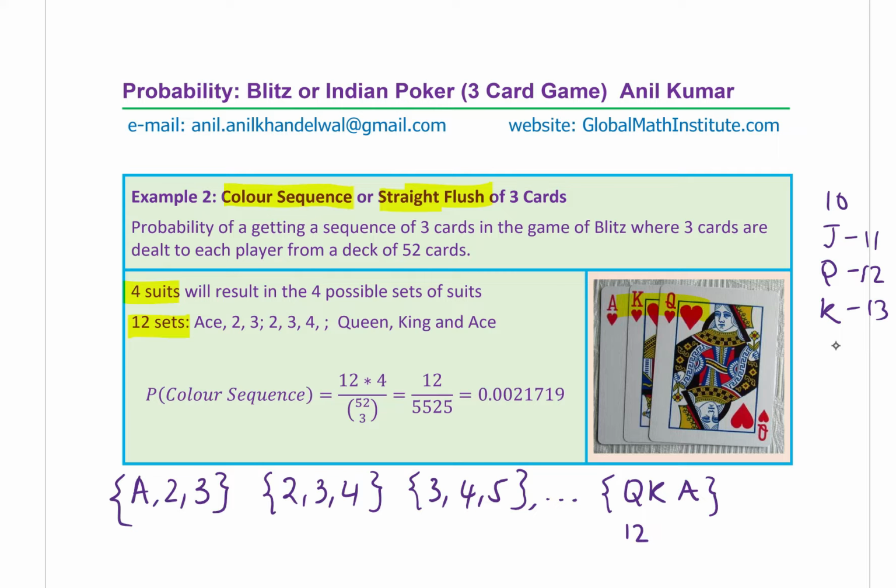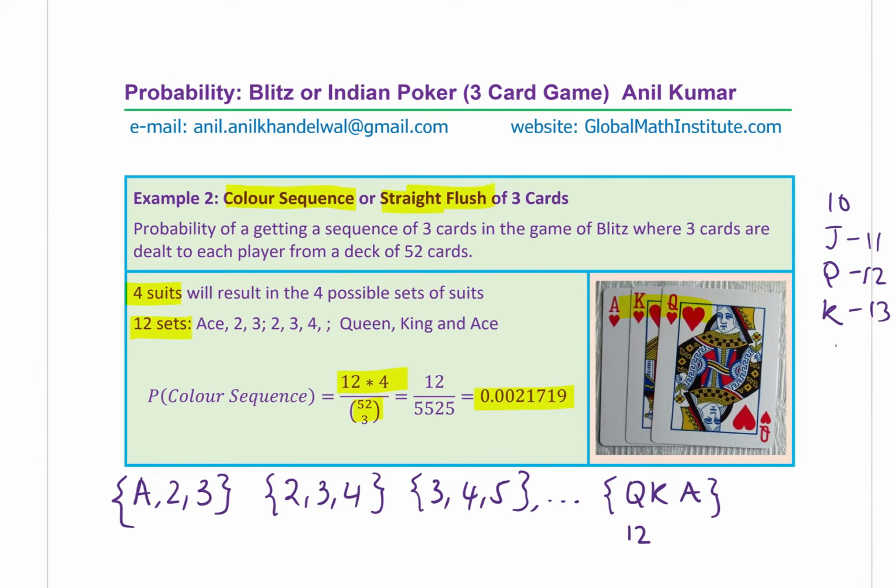Now these 12 sets could be of any particular suit. 4 suits, right? So 12 times 4 gives us all the options divided by 52c3, which is our sample space, and that gives you an answer which is 0.00211719. Pretty low. Do you see that? Just about 0.2%. So that is the significance of getting this particular card. It's a very high ranking card. Next to trail, okay?